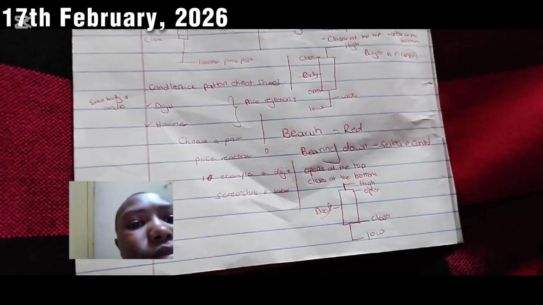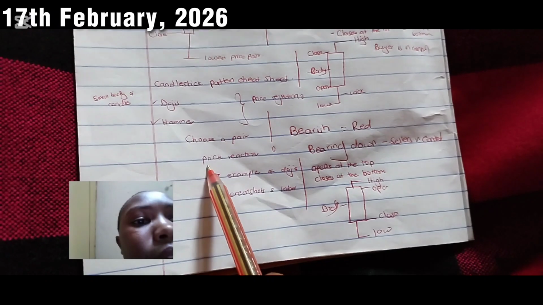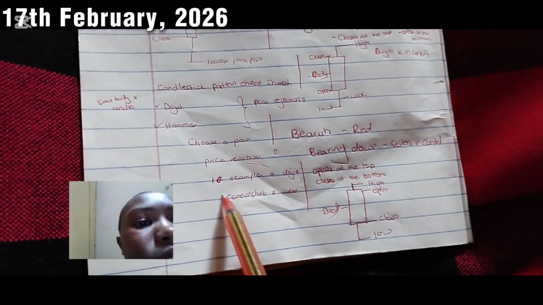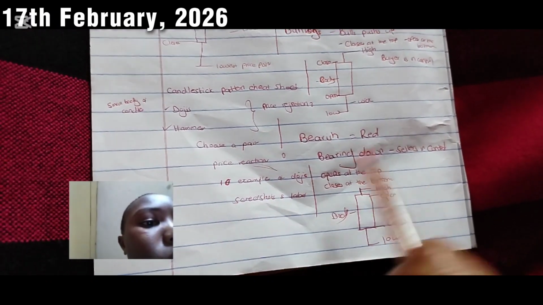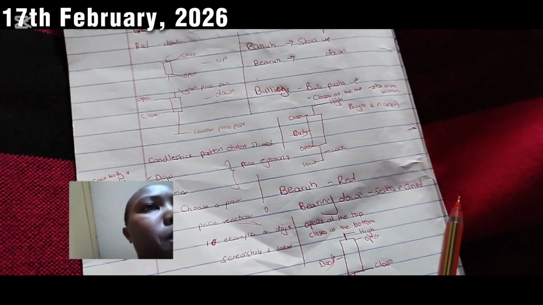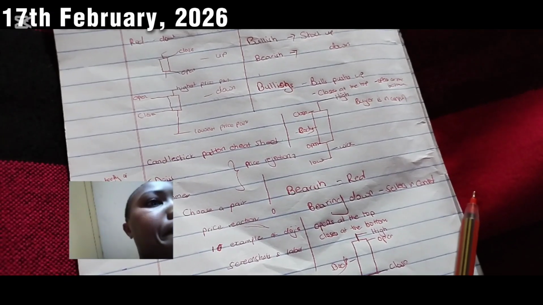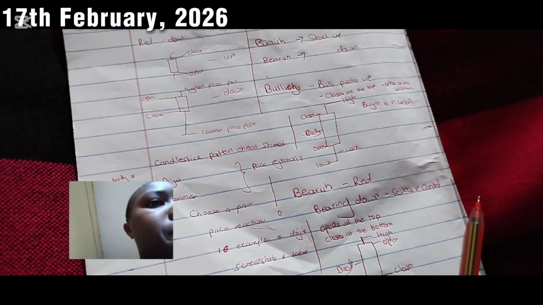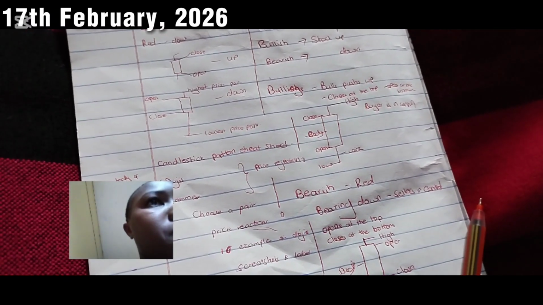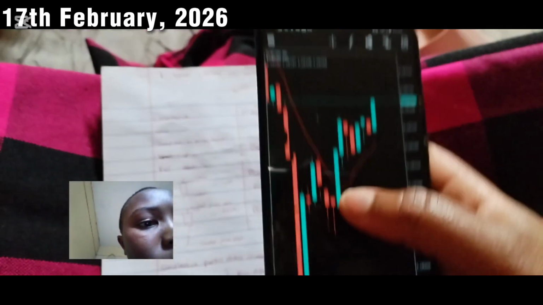So from the assignment we had been given, we had been told to choose a pair, price reaction, 10 examples of doji, screenshot and label. So using this other phone, let's open MetaTrader. I'm using MetaTrader 4 on this phone. So here it is. So let me change this to H4 maybe.